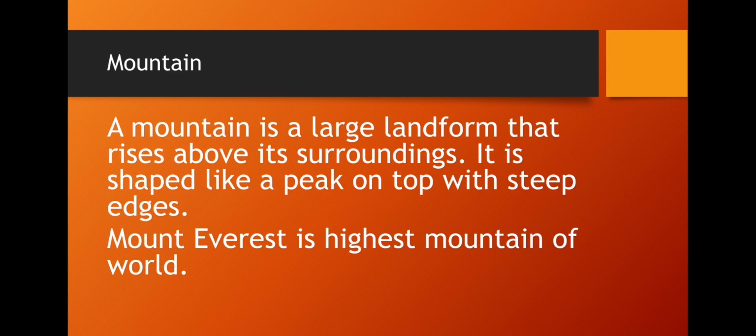What is a mountain? A mountain is a kind of landform that is very high compared to the rest of its surroundings. Mountains are always shaped like a peak on top. They always have steep edges. If we talk about mountainous areas in Pakistan, we have many mountainous regions like the northern areas of Pakistan and the KPK region as well.